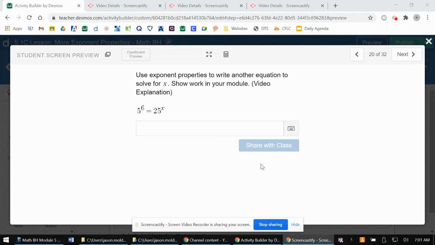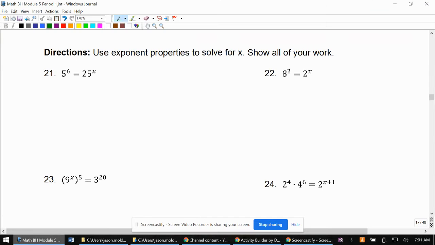We're back to equations. This is slide 20 or problem number 21. It says use exponent properties to write another equation to solve for x and show your work in your module. All right. So one of the things we saw in the previous lesson is we need to get an equation that looks like this with only two bases.